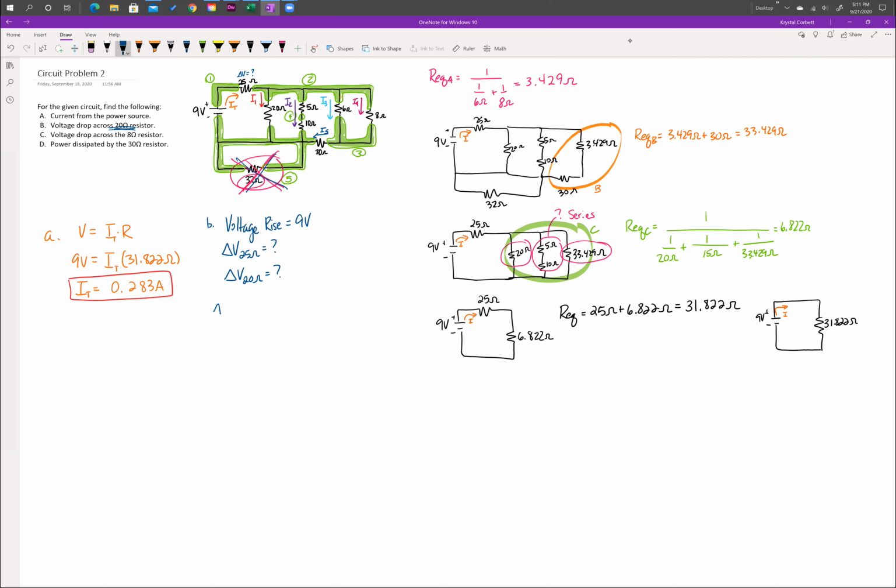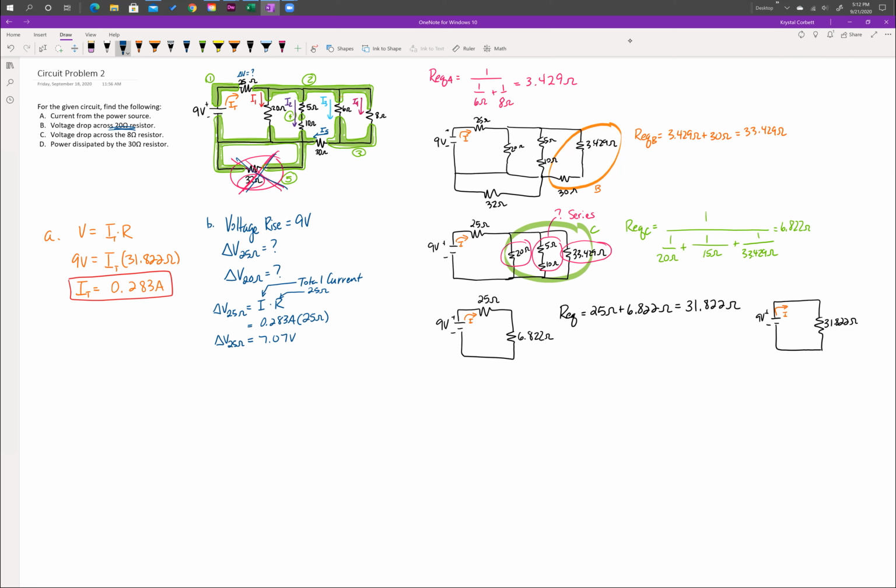We know that the voltage drop across the 25 ohm resistor is equal to current times resistance. And in this case, we're using the total current from the power source because that's the current that passes through the 25 ohm resistor, and the resistance value is 25 ohms. So plugging in those values, we get 0.283 amps times 25 ohms. I get a voltage drop of 7.07 volts across the 25 ohm resistor.